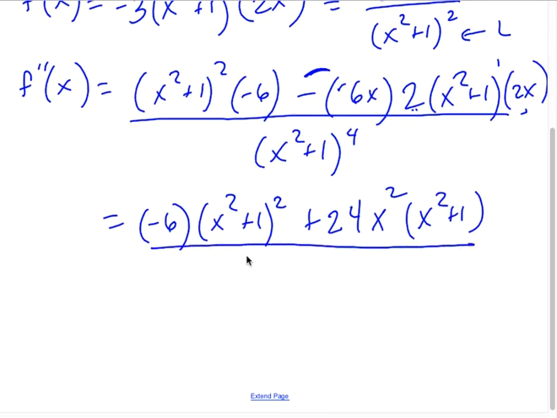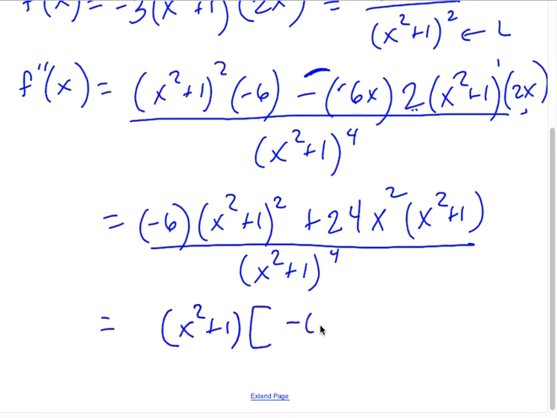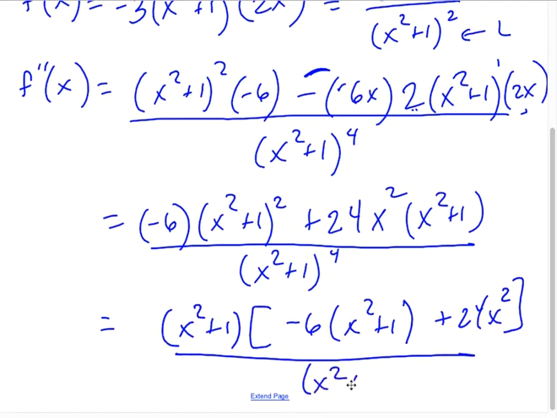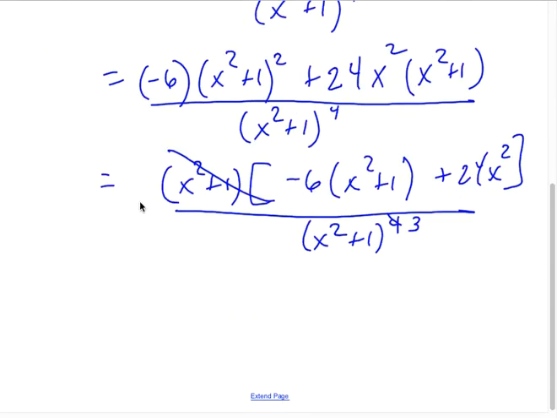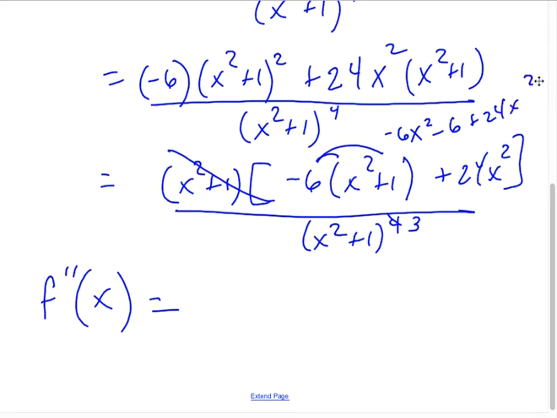Here's the reason I left that. I can yank out one of the x squared plus 1's from the top and cancel it. So if I yank out an x squared plus 1 from the top, I get negative 6 times the quantity x squared plus 1, which I can totally distribute, plus a 24x squared, all over, and then I'm going to cancel one of the x squared plus 1's. So instead of it being to the 4th, I'm going to cancel that when I factor it out and make it to the 3rd. So my f double prime of x is going to be, when I distribute this negative 6, I'm going to get negative 6x squared minus 6 plus a 24x squared. I'm going to get what seems to be an 18x squared minus 6, all over a thing that's never ever going to be negative, right?